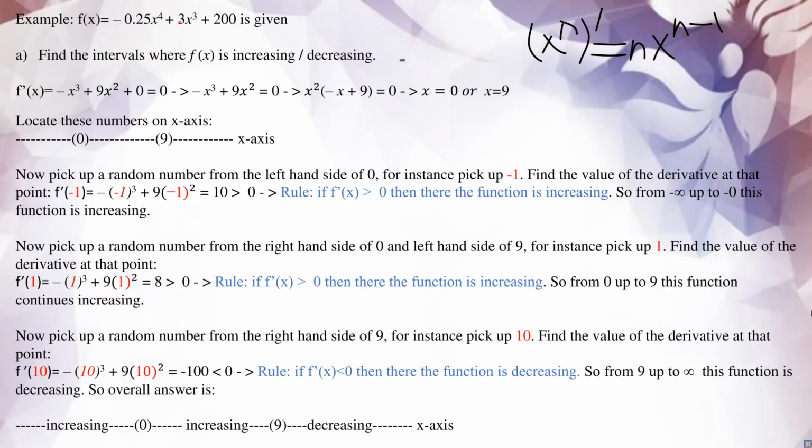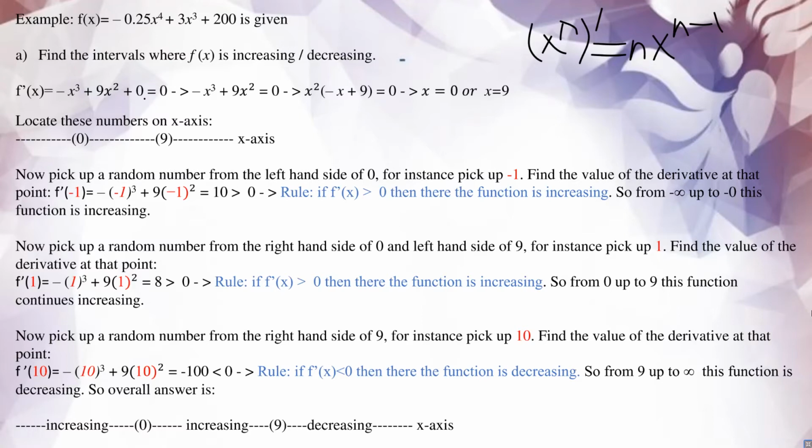Here, the power comes to the front. There is already 3 there, so 3 times 3 is 9. And power minus 1, 3 minus 1 is 2, and we are done. And plus, there is 200, but it's a number at the end. Derivative of a number is 0. I'm done. That's it. That's the derivative.